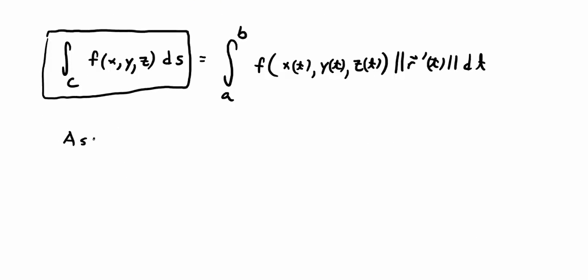The assumption is that C is a nice smooth curve, or it's piecewise smooth, which means it's stuck together. Maybe it has some sharp corners in it or cusps, but in between the cusps you have all smooth curves. Okay, so C is smooth, or piecewise smooth.